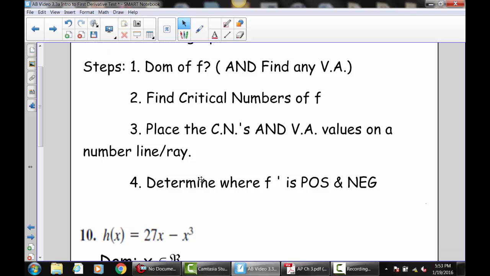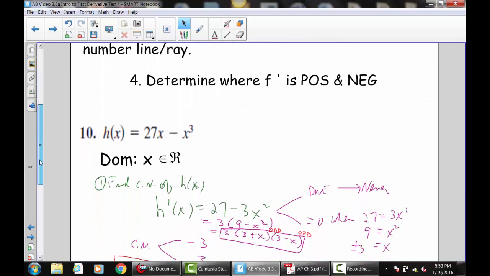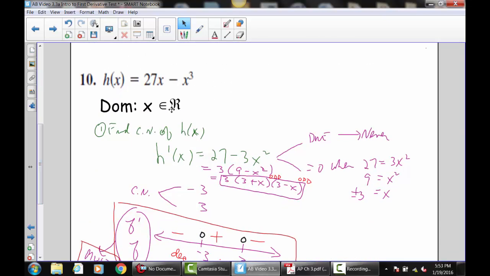So for example, number 10. Well, for number 10, it's a polynomial function, so the domain's all real numbers. Critical numbers, we'll find the derivative, which is 27 minus 3x squared. Factor out the 3, factor the 9 minus x squared. Leave it in factored form. When does it not exist? Well, it's a polynomial. It never doesn't exist. When does it equal 0? As you can see, at x equals -3 and at x equals 3.